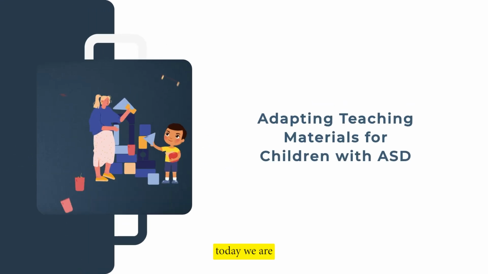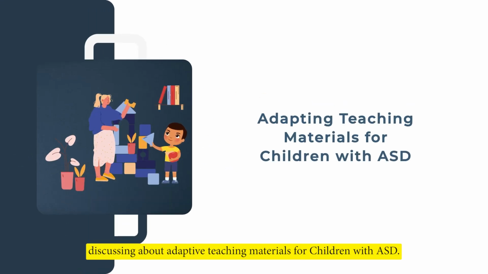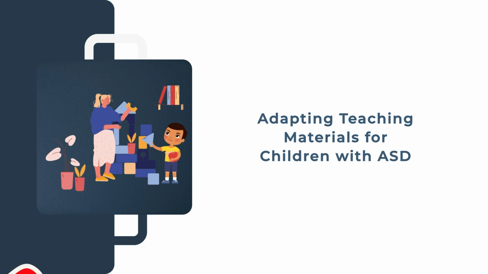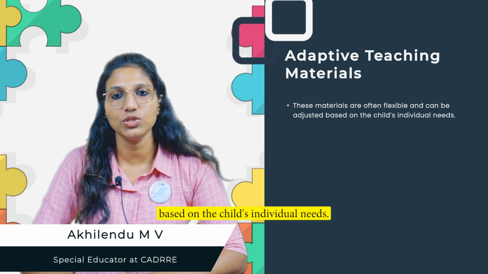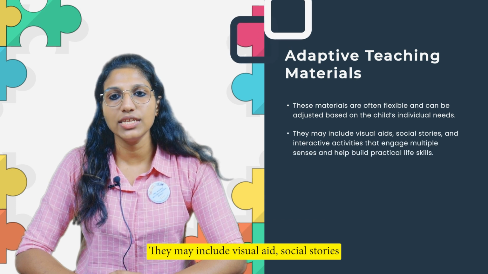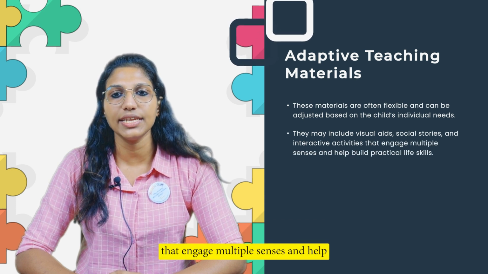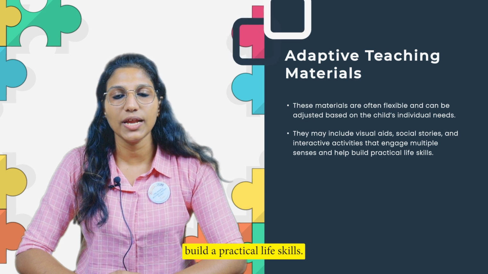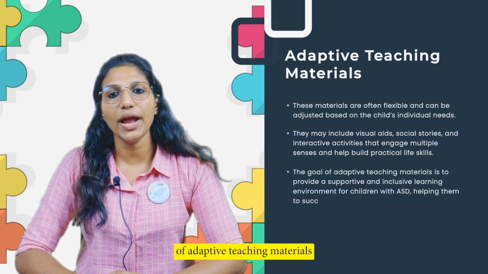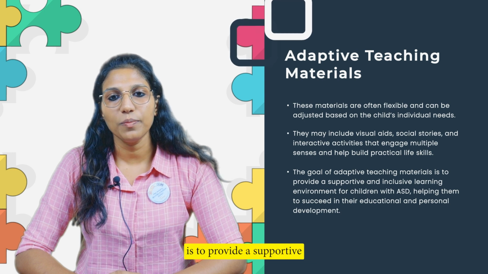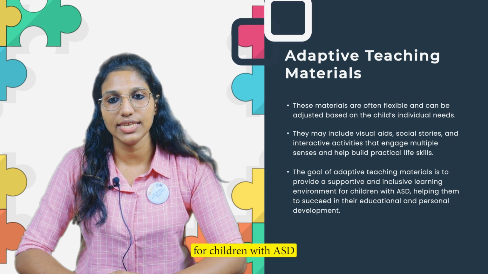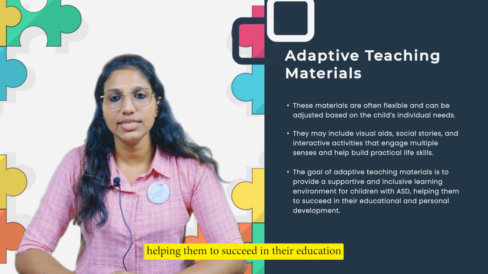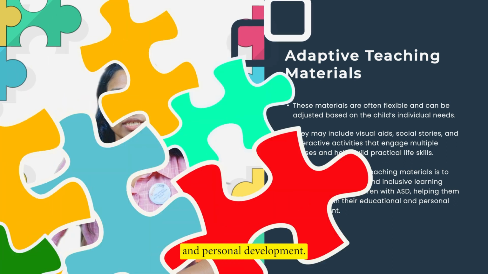In this episode, today we are discussing adaptive teaching materials for children with ASD. Adaptive teaching materials are often flexible and can be adjusted based on the child's individual needs. They may include visual aids, social stories, and interactive activities that engage multiple senses and help build practical life skills. The goal of adaptive teaching materials is to provide a supportive and inclusive learning environment for children with ASD, helping them to succeed in their educational and personal development.